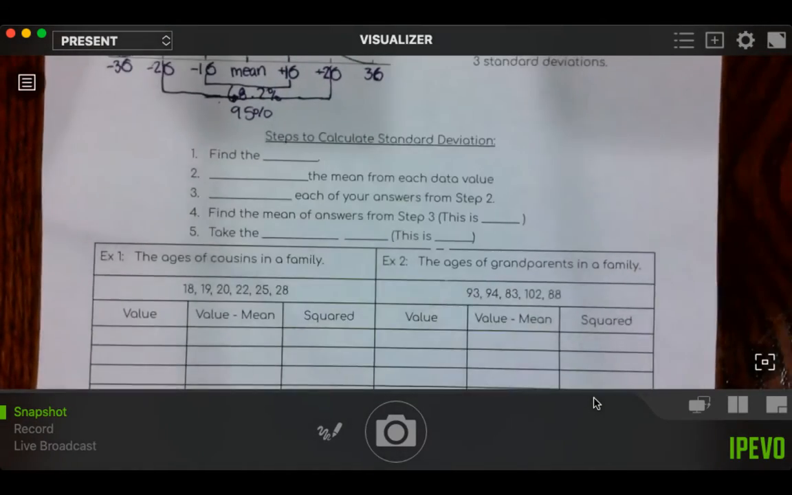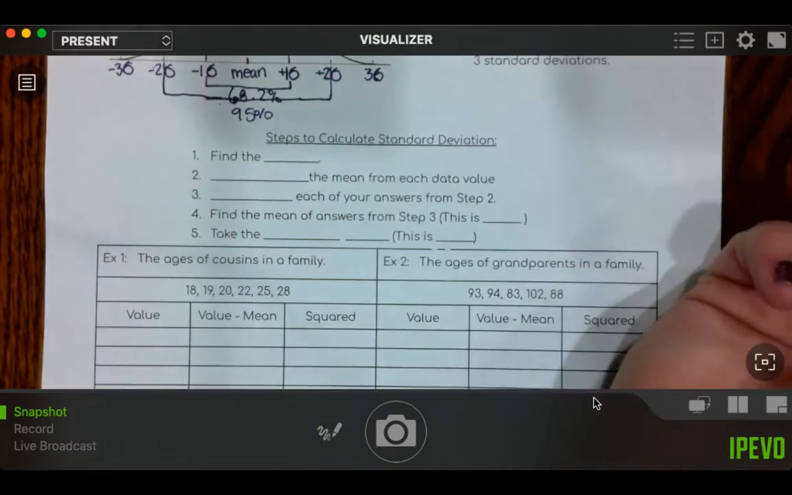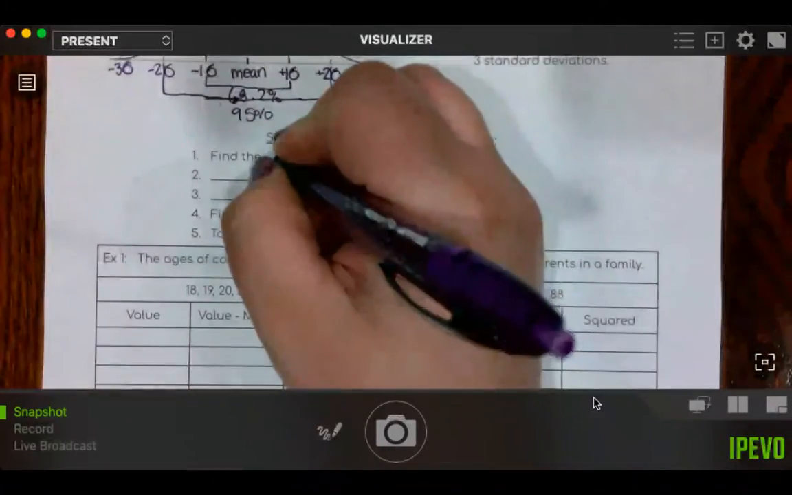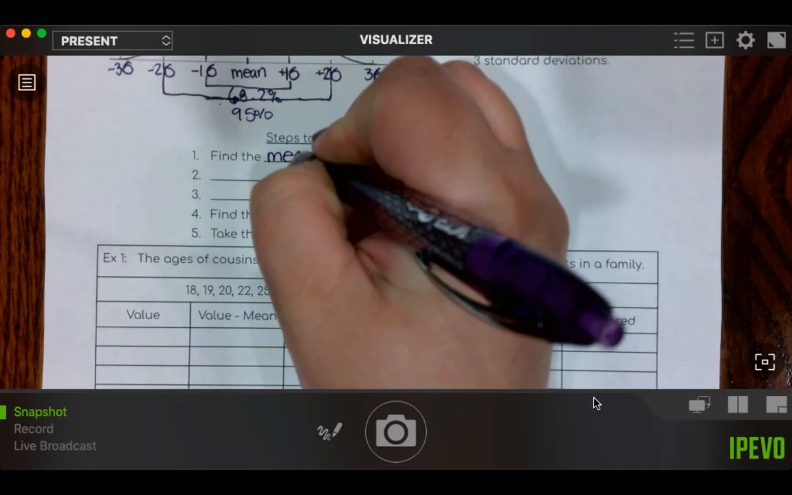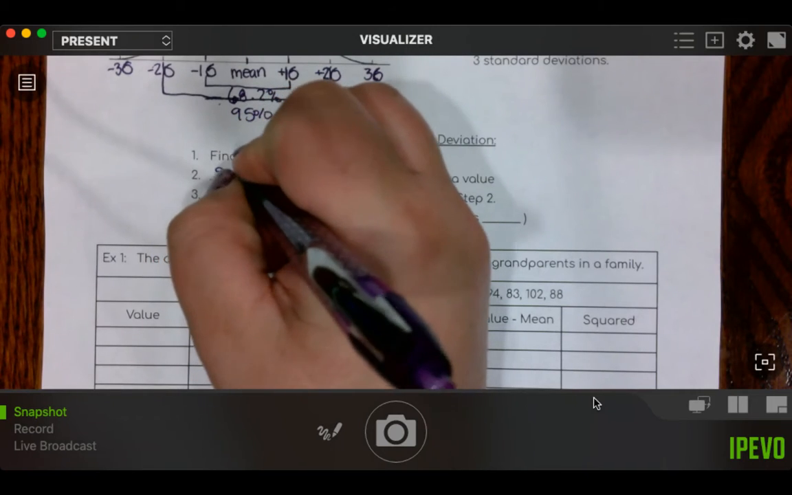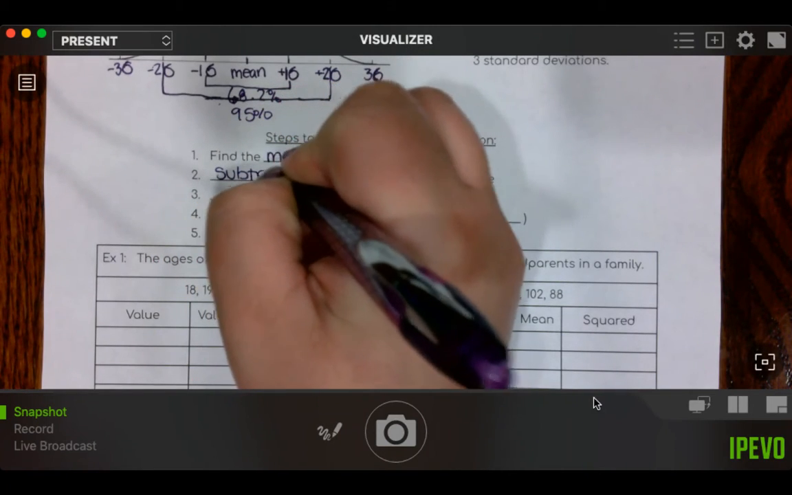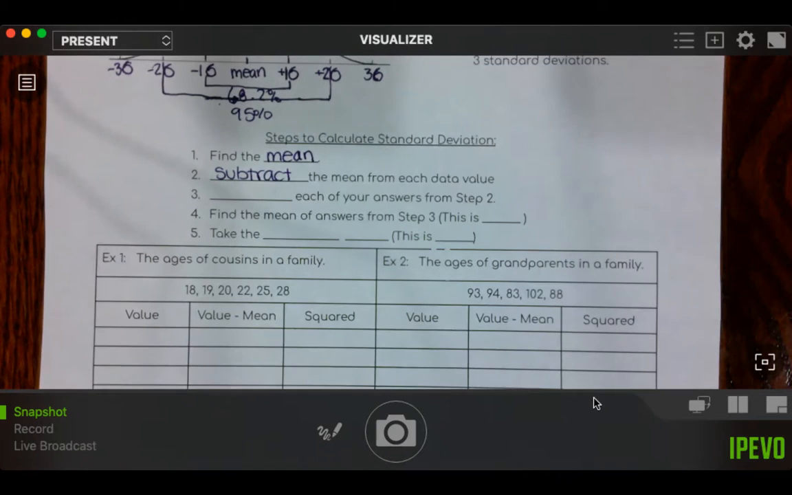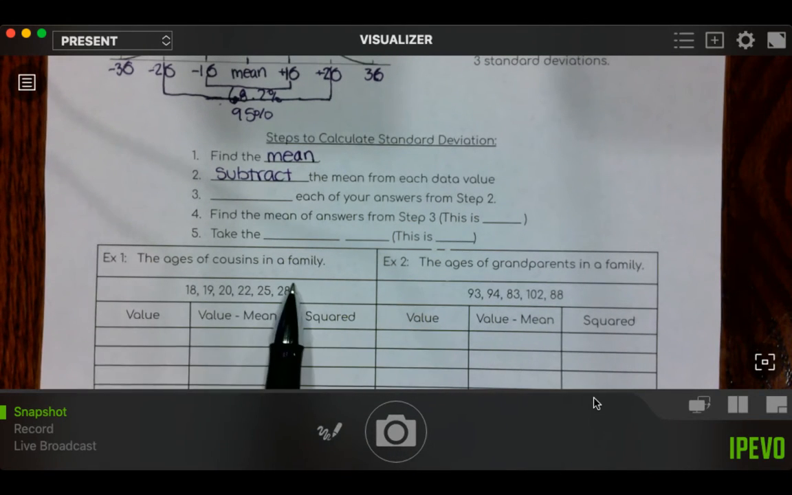Here's how you find standard deviation. First of all, if you're going to find out how far stuff is from the mean, you have to start by finding the mean. Then you're going to subtract the mean from everything. And I'm going to go ahead and do those first two steps. I'm going to add up all of these numbers in my calculator, but I'm not going to show you my calculator because it's kind of cracked.